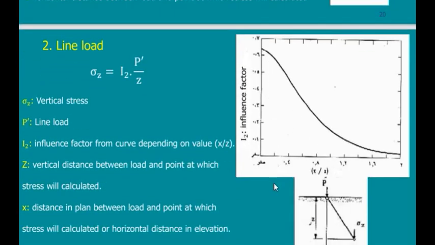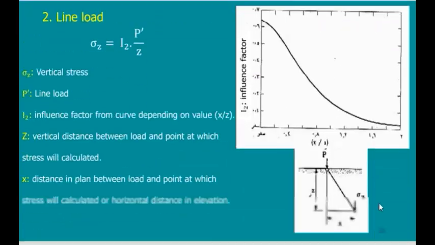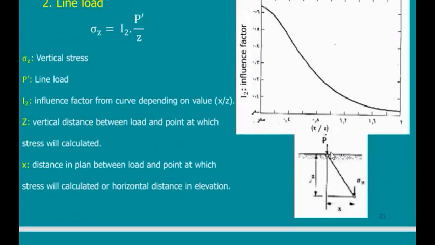Suppose that you have a line load. Instead of having a point load, you have a line load. You know what is the difference? Of course, a point load is similar to a column. A column will have a point load, but a wall will have a line load. So suppose this P is not P, it is P dash, because it is P per meter, every meter. It is there every meter.